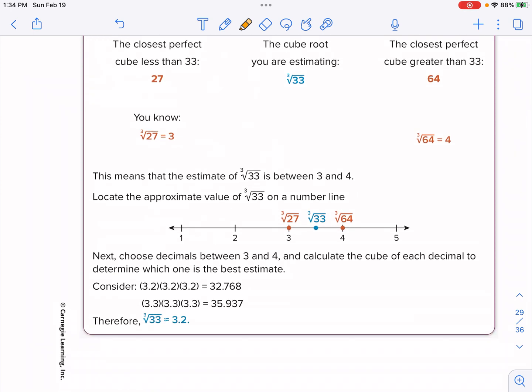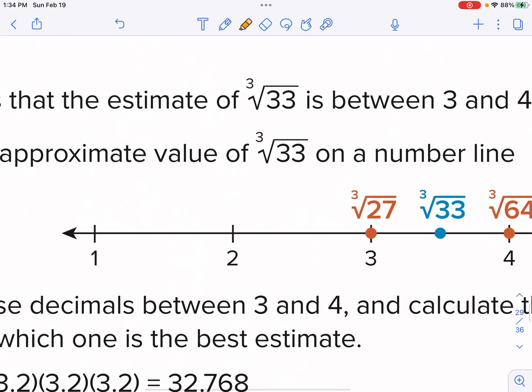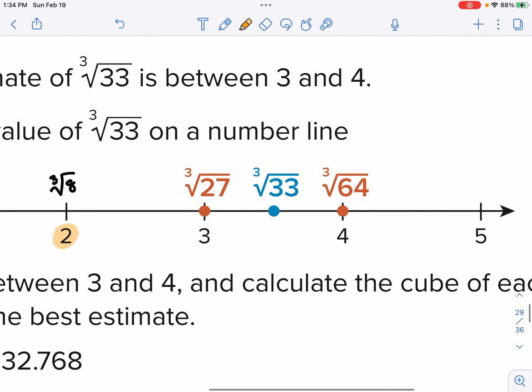Before we get to that, let's actually write out the answers on our number line. We know that cube root of 1 is equal to 1. Cube root of 8 is equal to 2. And we actually already have these ones filled out. Cube root of 27 is equal to 3. Cube root of 64 is equal to 4. And I'll finish up with cube root of 125 is equal to 5.